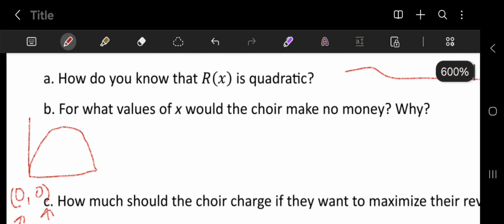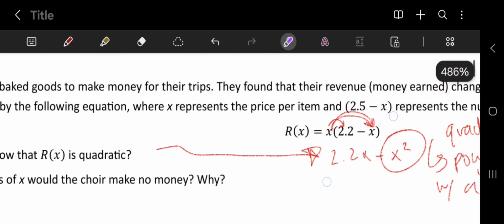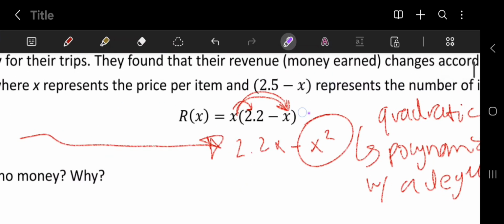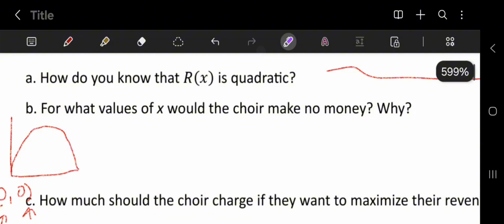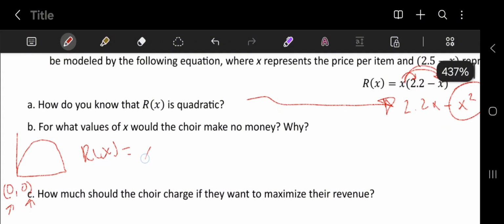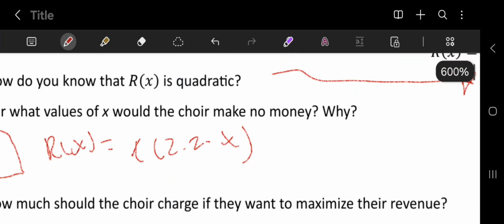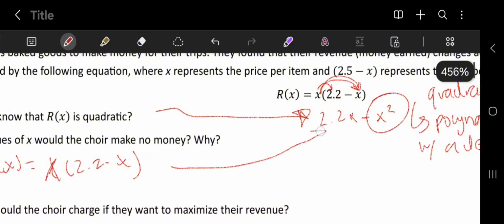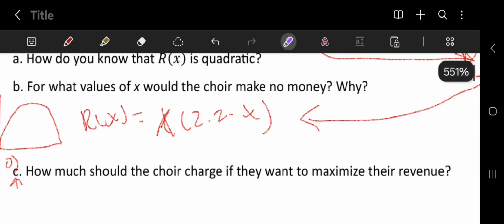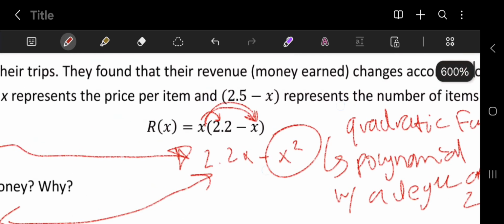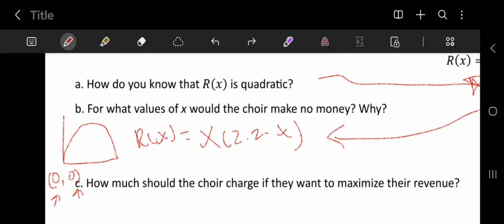And the other place where we can actually find this is from our equation right here. So our equation right there says r of x is equal to x times (2.2 minus x). So this is the same thing as this equation just factored out. I don't know if you guys noticed, this is our factored out equation of this. So we can use this equation, and what we're trying to find is when is y going to be equal to 0, right?